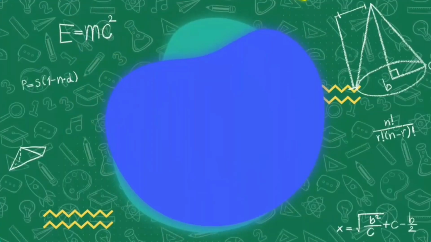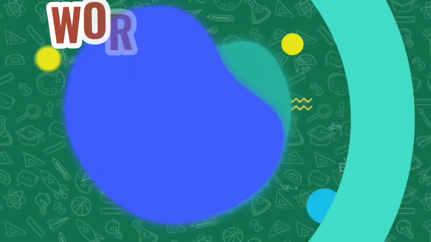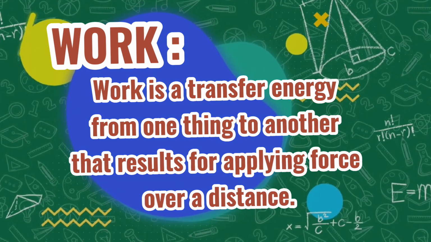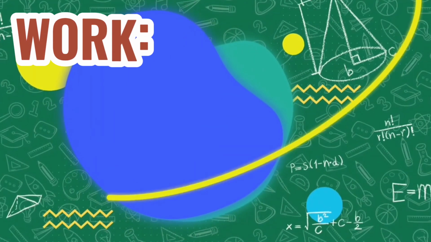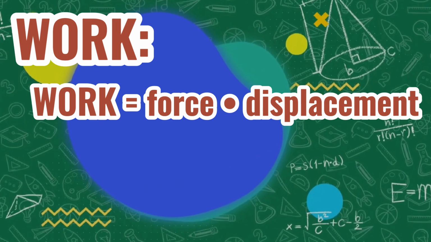So for today we will discuss what is work in dynamics. Work is a transfer of energy from one thing to another. It results from applying force over a distance. You often see the expression simply saying work is equal to force multiplied by the displacement. We say that the work done by a force is the product of displacement and the component of the force that's in line with the displacement.